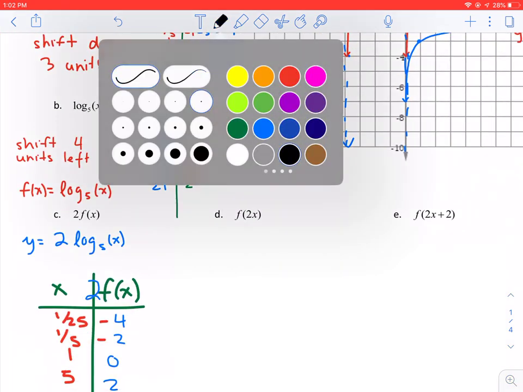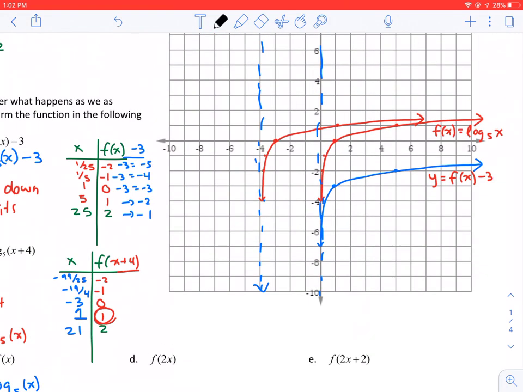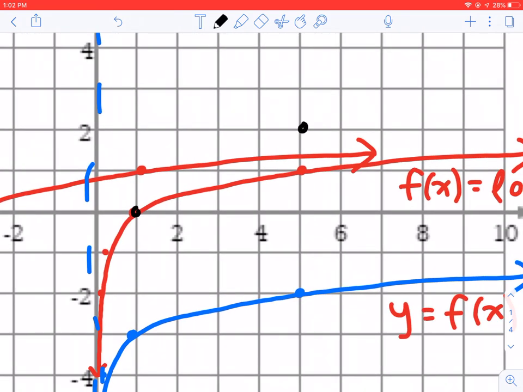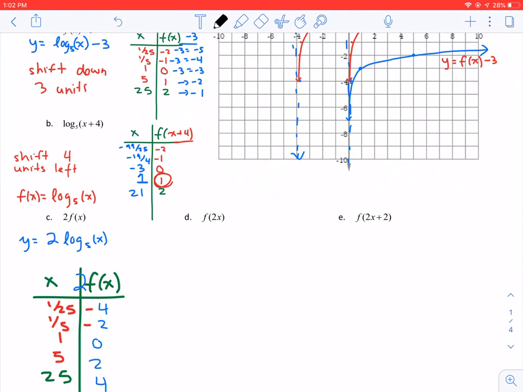So when we graph this one, let's plot these points actually. I'm just going to plot (1, 0), (5, 2). It's getting kind of messy, but hopefully you guys see it. It's a vertical stretch compared to the original. All right, it's too messy. There's too much stuff, but it's growing faster. All its y values got multiplied by 2.